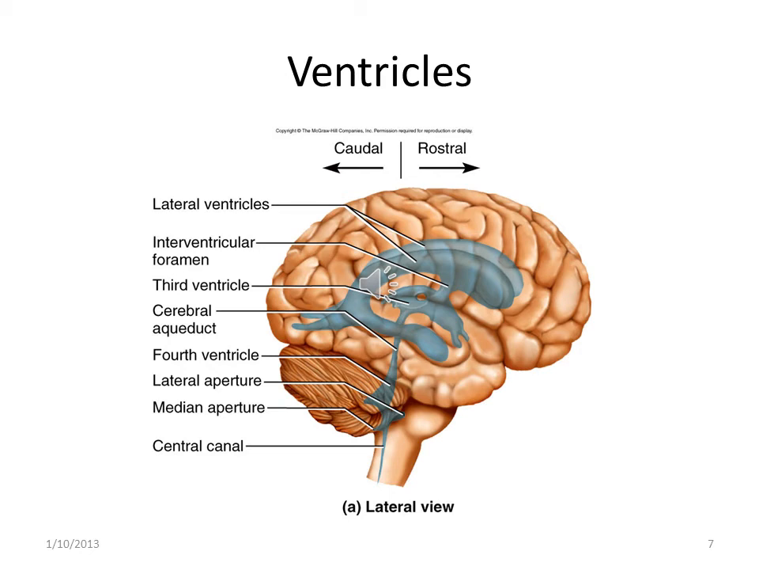This slide shows the brain's ventricles. There are two lateral ventricles, one in each cerebral hemisphere, so a right and a left lateral ventricle. There is one third ventricle located in the center of the brain, and there is one fourth ventricle located between the pons and the cerebellum.